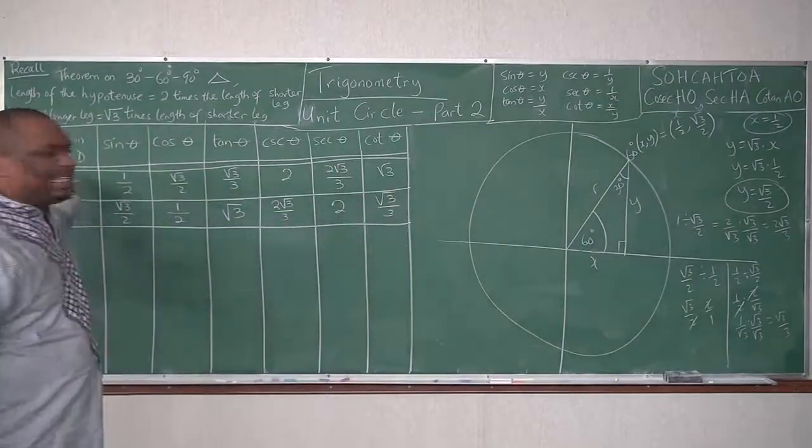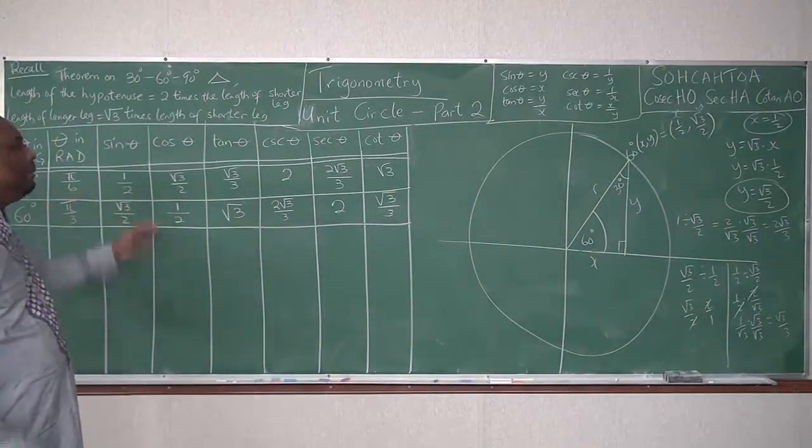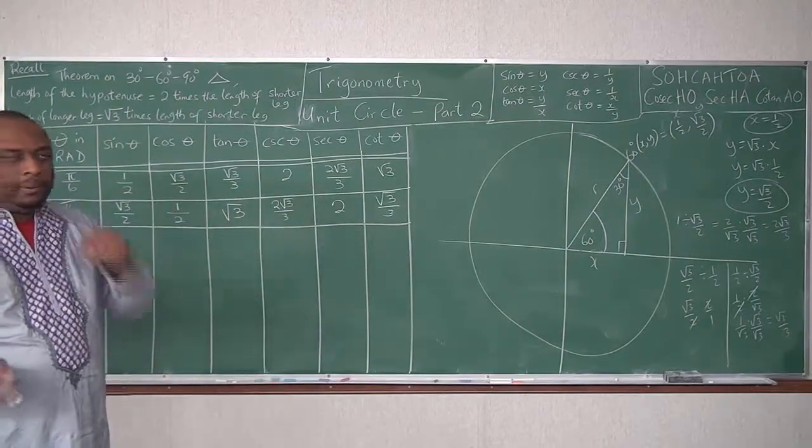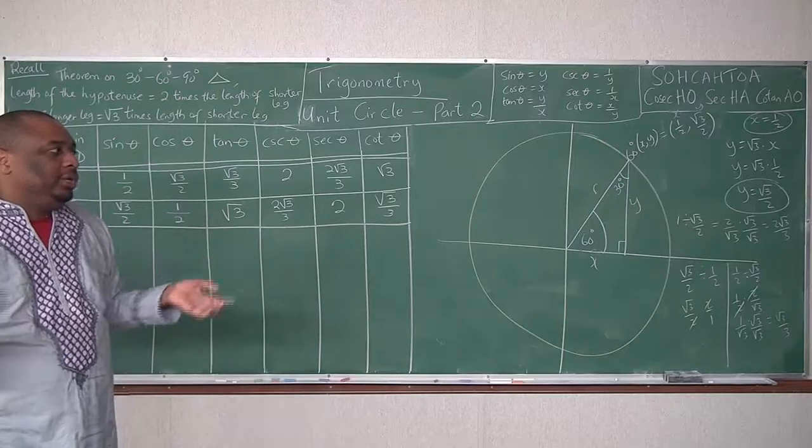Okay? Do you see the pattern between 30 and 60? I want you to know how to get it from first principle, from the unit circle. Now, we have another method.